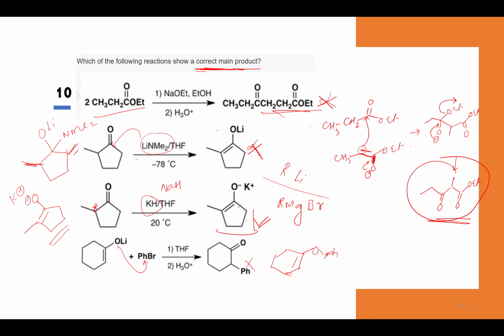Then in option number 3, we have discussed that proton abstraction is taking place here, and this is giving an enolate. This enolate is the correct option because we are getting this as a major product, main product. And talking about the last one, again we are not getting this as a main product. So the correct option is option number 3 according to the question.